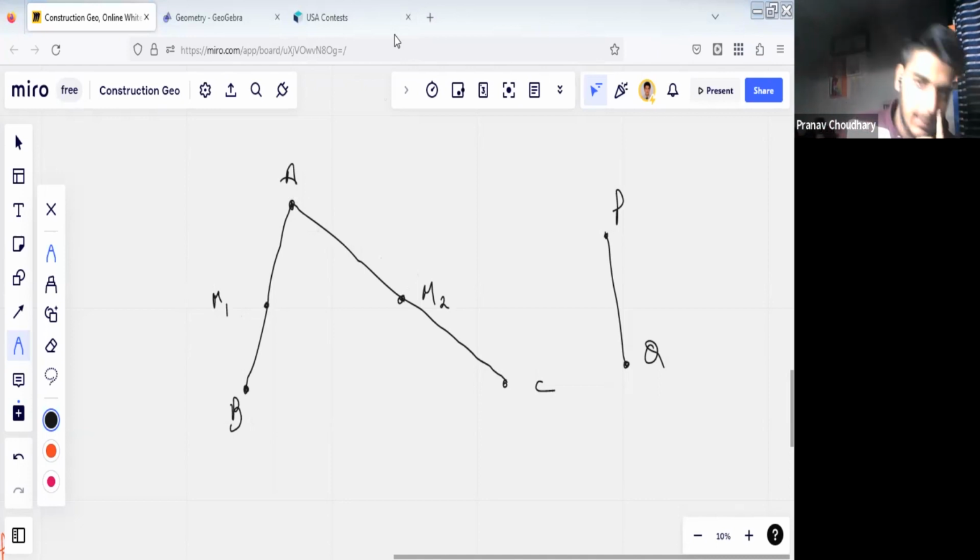You have 3 points ABC marked, and you're given the midpoint of AB, M1, the midpoint of AC, M2, and you only have a straight edge. Prove that you can mark the midpoint of any segment PQ in the plane.